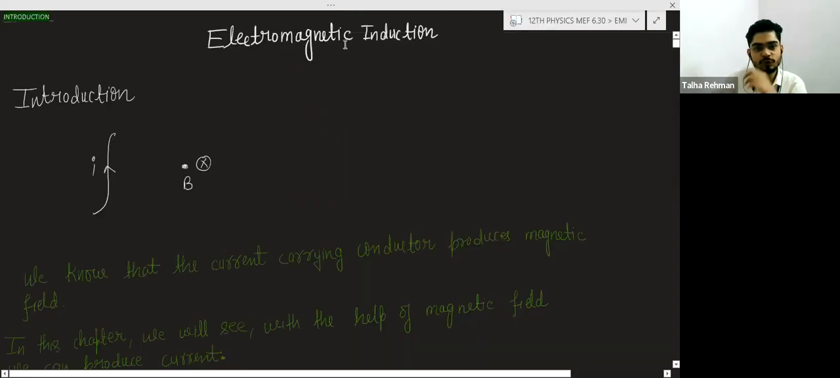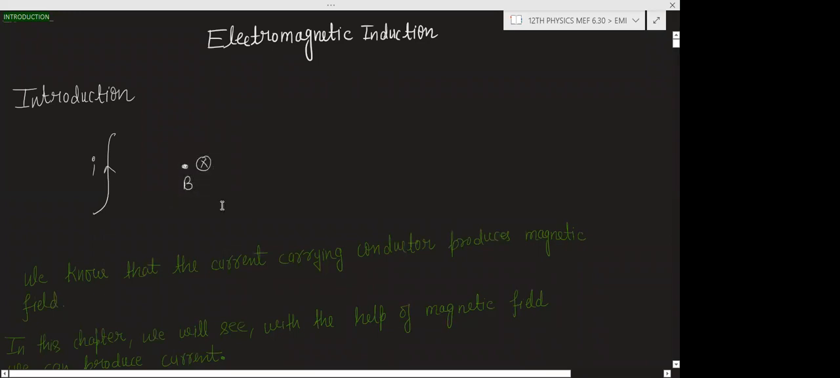So write down the heading: electromagnetic induction. Here is a wire in which current I is flowing. I have told you in the last chapter that due to the current carrying wire, there will be a magnetic field around it.